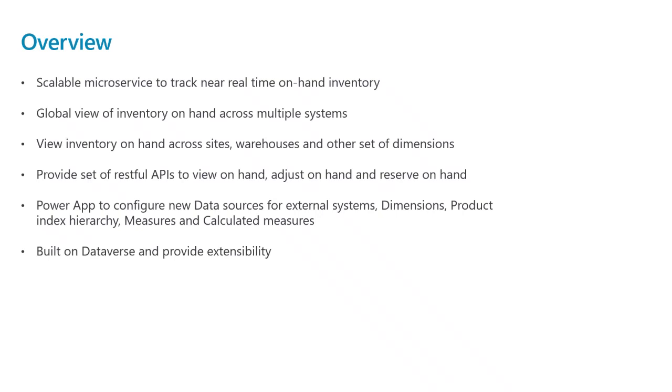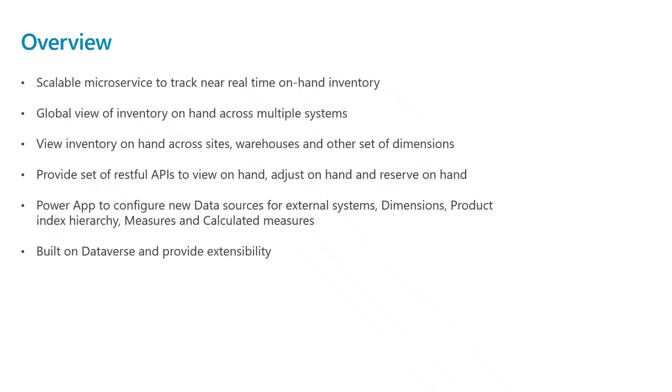Inventory visibility has a component with Dataverse as well. As part of Dataverse and Power App, you can configure your data sources, which correspond to your external systems. And as part of these data sources, you can configure dimensions, product index hierarchy, measures, as well as calculated measures. And since it is built on top of Dataverse, you have an option to even sync the inventory on-hand data from inventory visibility to Dataverse, and you can build Power BI, Power Automate, and Power Apps on top of Dataverse tables as well.